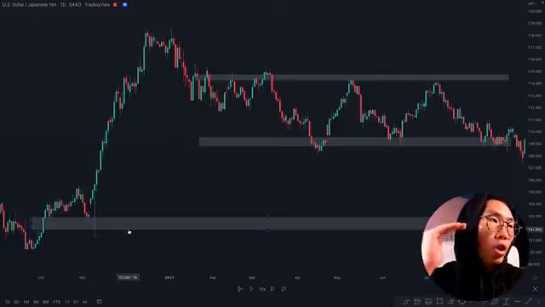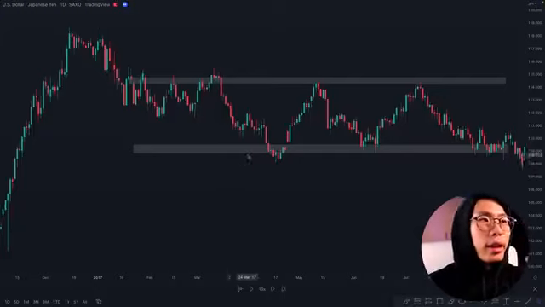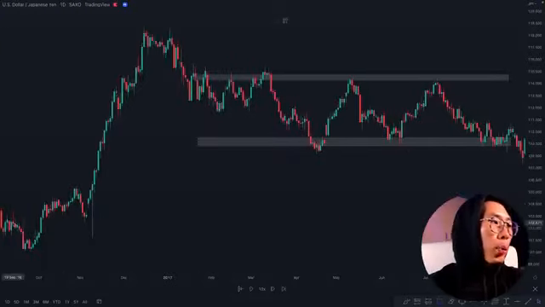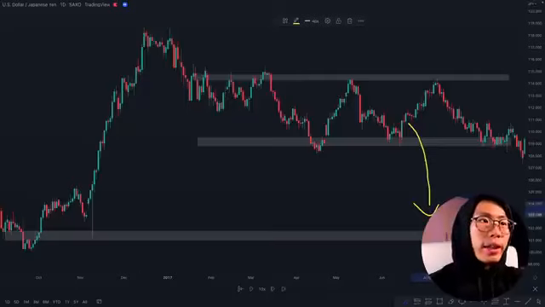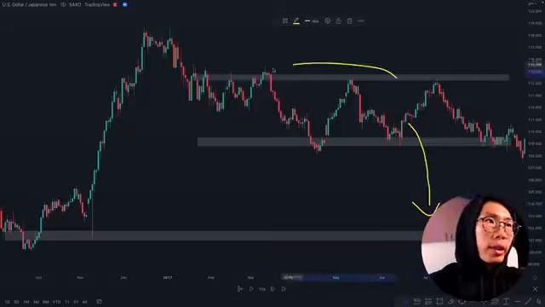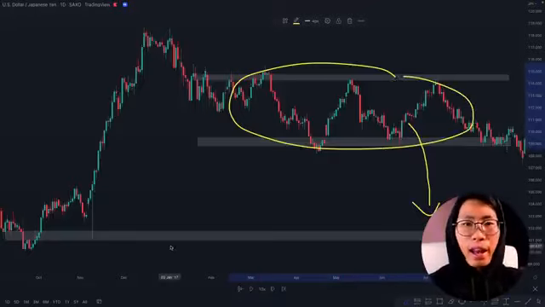I really want you to focus on where price is right now. Focus on drawing the most recent key levels like this. The only time I will draw this support level right here is when price breaks through this support level and goes down. But if it's still within this consolidation, within this area, you should not be drawing key levels that are way far away from the current price.